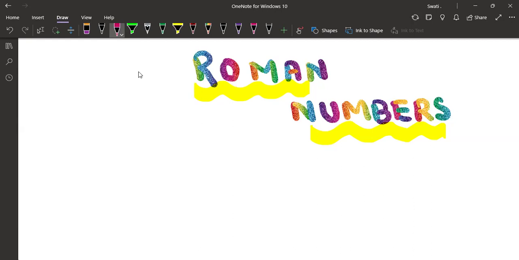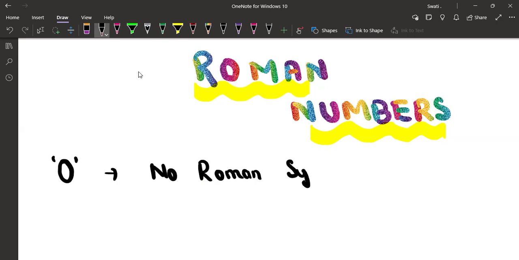So let's start. Before we start, there are some rules that we have to follow, and I'll explain the rules also. The first fact is that there is no Roman symbol for zero. For zero, there is no Roman symbol. This is very important. We do not have any Roman symbol for zero.